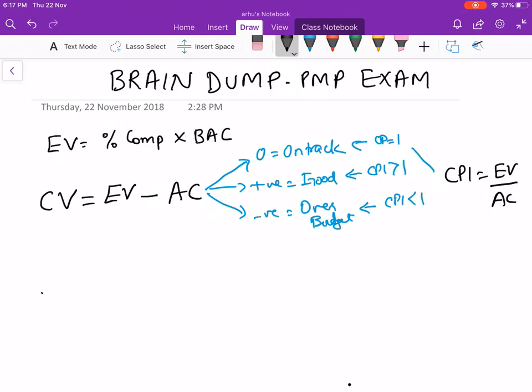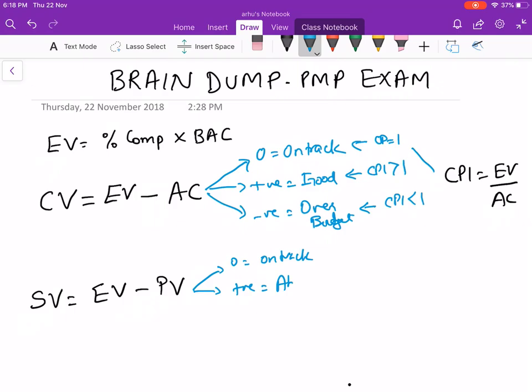Let's go to the schedule variance. Schedule variance is again earned value. Earned value always comes first, minus the planned value. Again there are three scenarios. If it is 0, you're on track. Planned value is the amount of work you should complete in a given time, and if it is positive, you are ahead of schedule. And if your schedule variance is negative, you are behind. You might need to take some corrective actions. You might need to answer people.